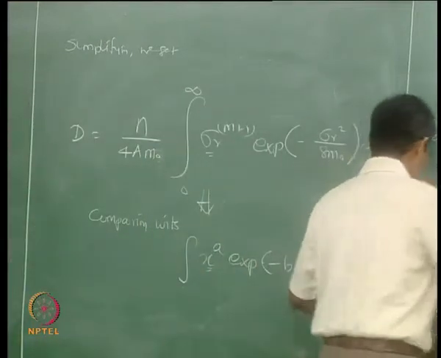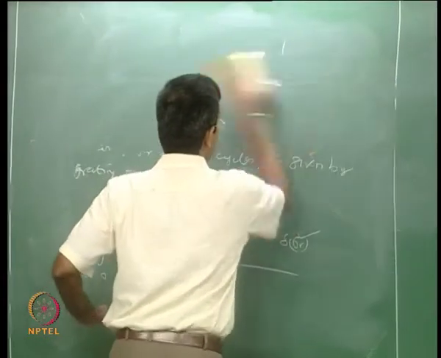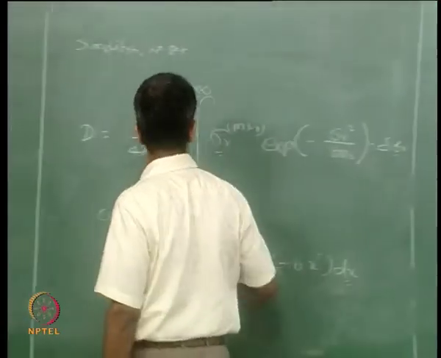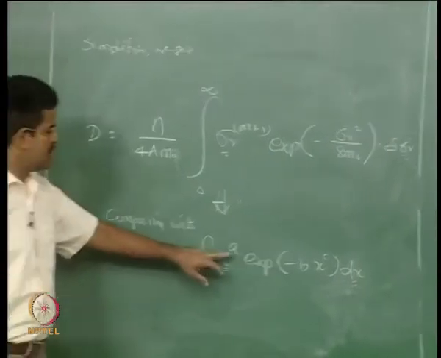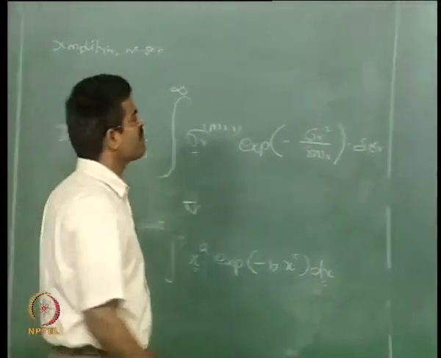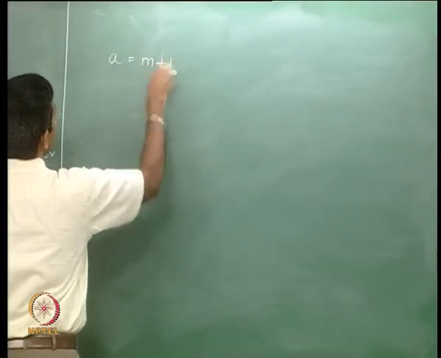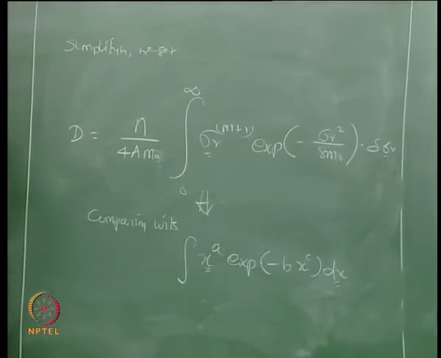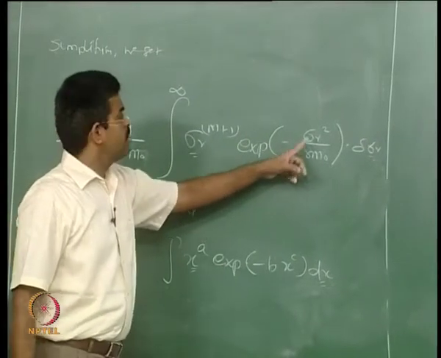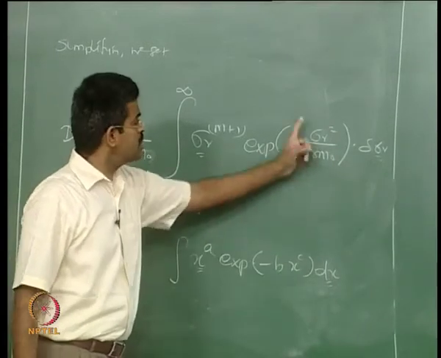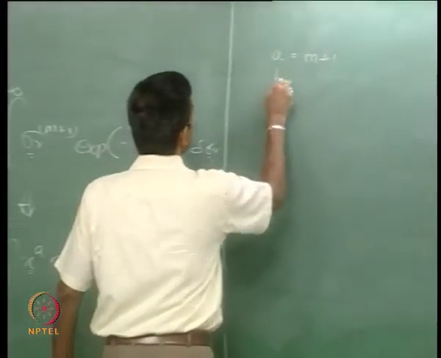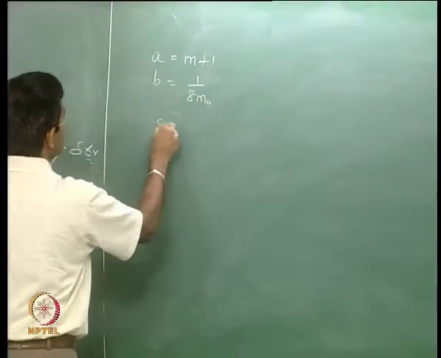When I compare, because this is also integration from a limit, I can straight away say a is m plus 1, isn't it? A is m plus 1, and b is 1 by 8 m naught, because there is minus sigma r. C can be different, but b is 1 by 8 m naught, and c is 2.